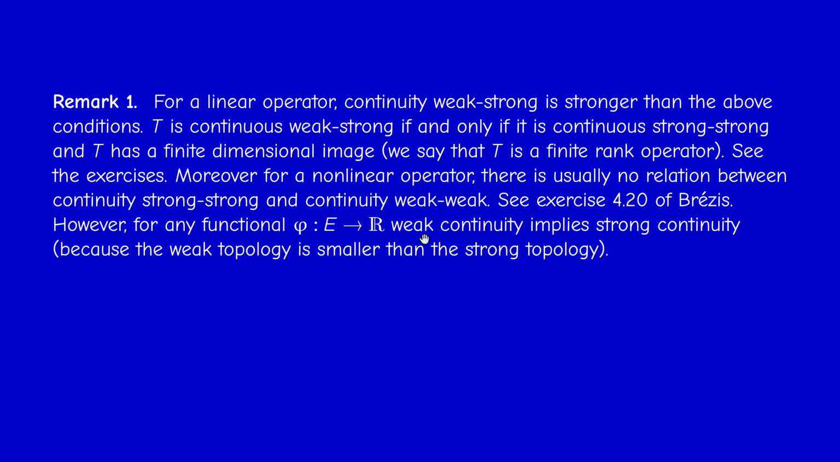So weak continuity in this case means that the inverse image of an open subset of R is a weakly open set of E. But a weakly open set is a strongly open set, and therefore phi is continuous with respect to the norm topology, or the strong topology.